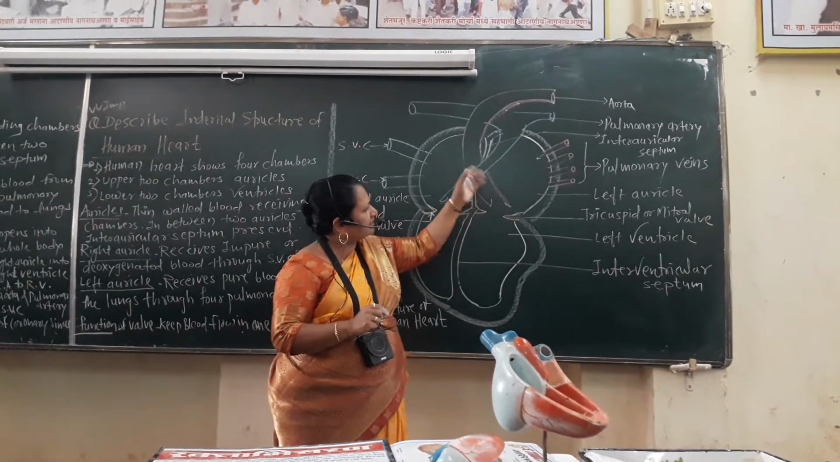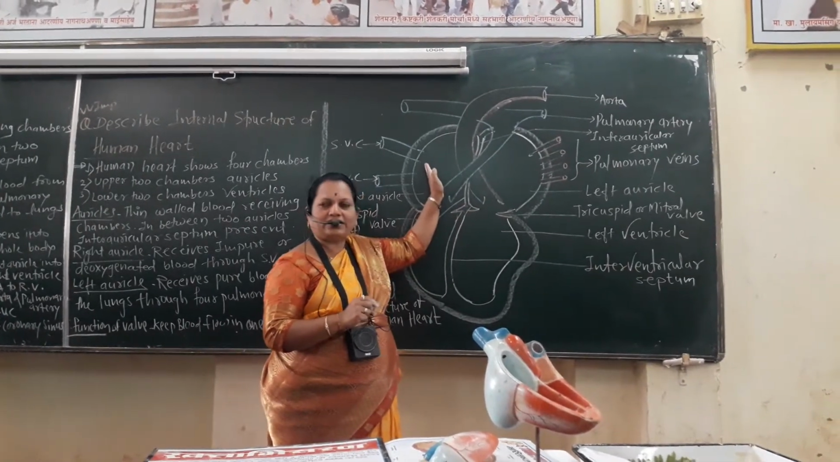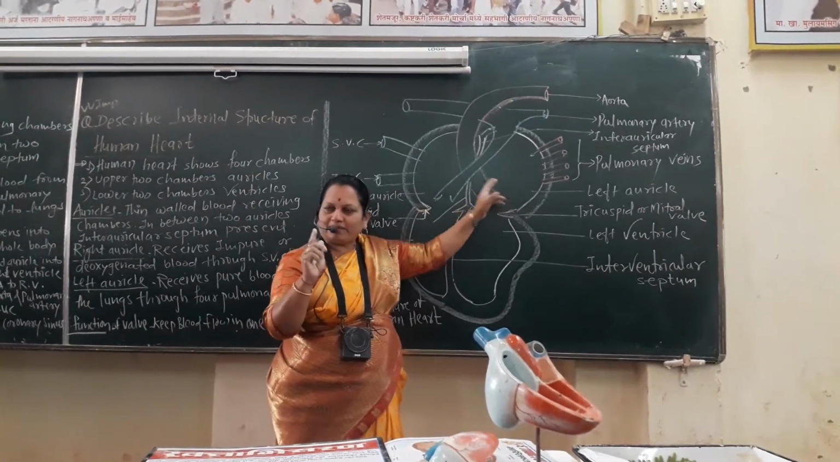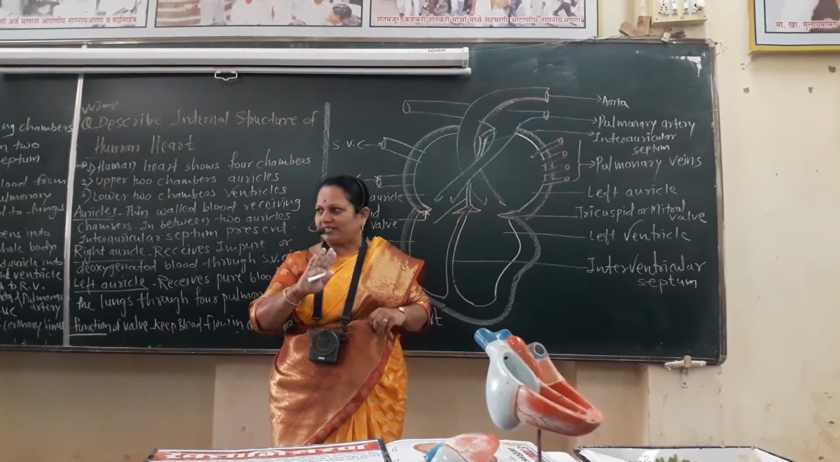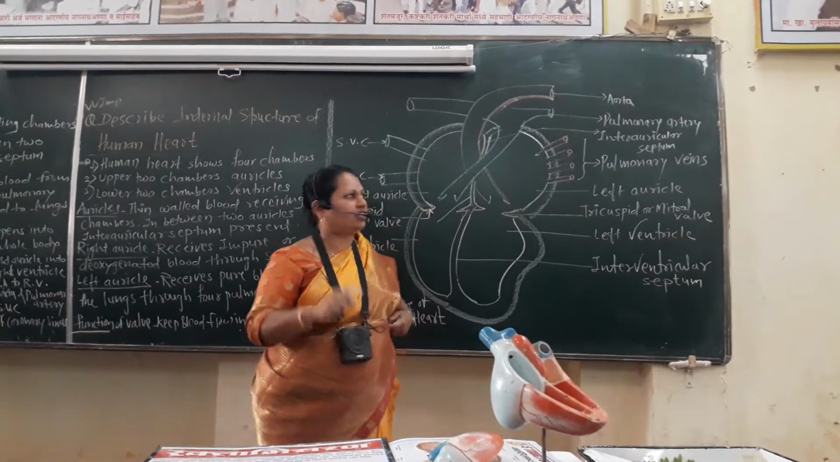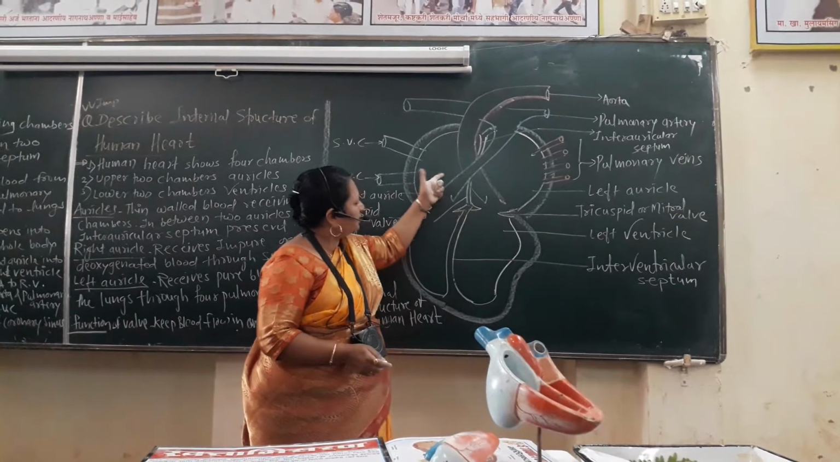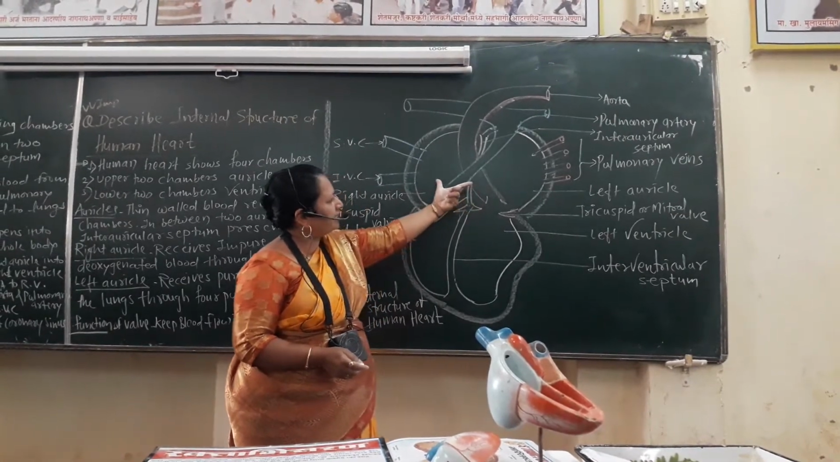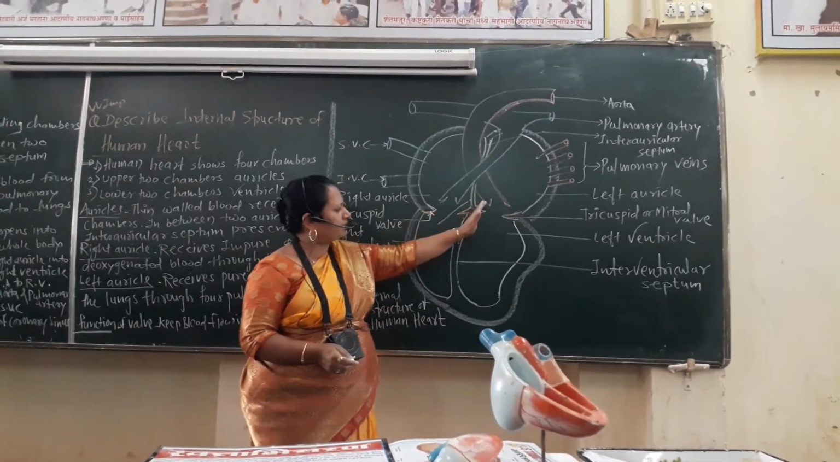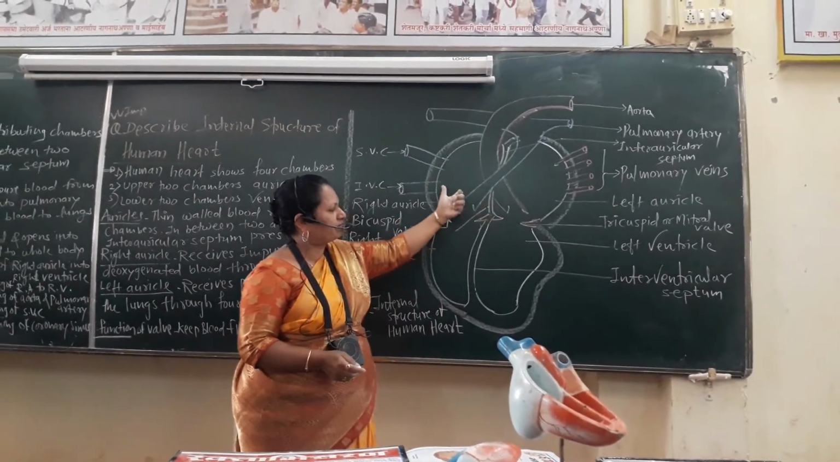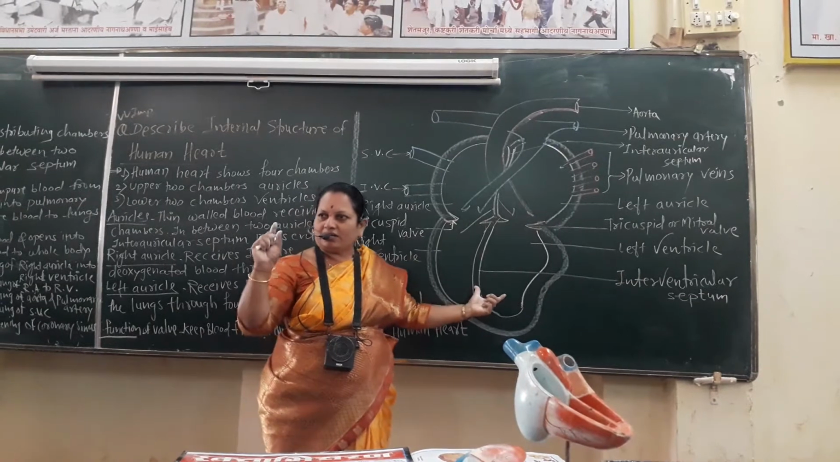Of these 2 chambers, the right auricle has impure blood and the left auricle has pure blood. Mixing of that pure and impure blood does not take place due to the interauricular septum. These 2 chambers are perfectly separated by the interauricular septum, and there are also the lower 2 chambers. Actually, auricles are receiving chambers, ventricles are propelling or distributing chambers.